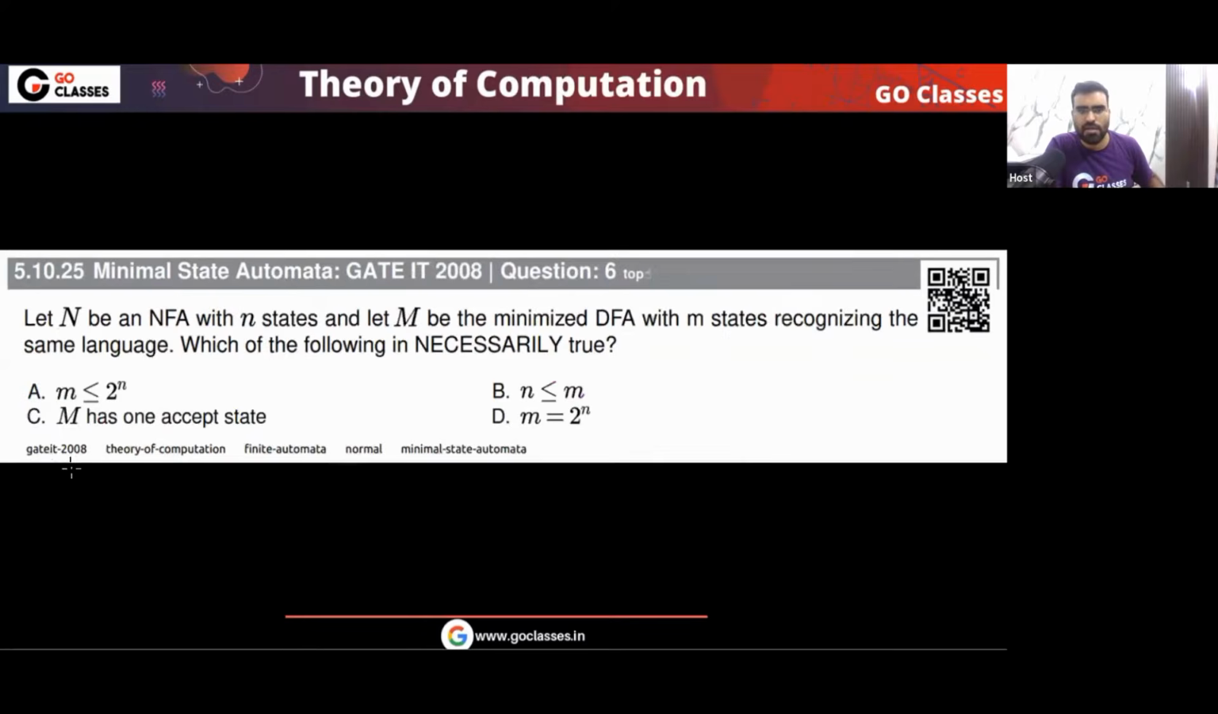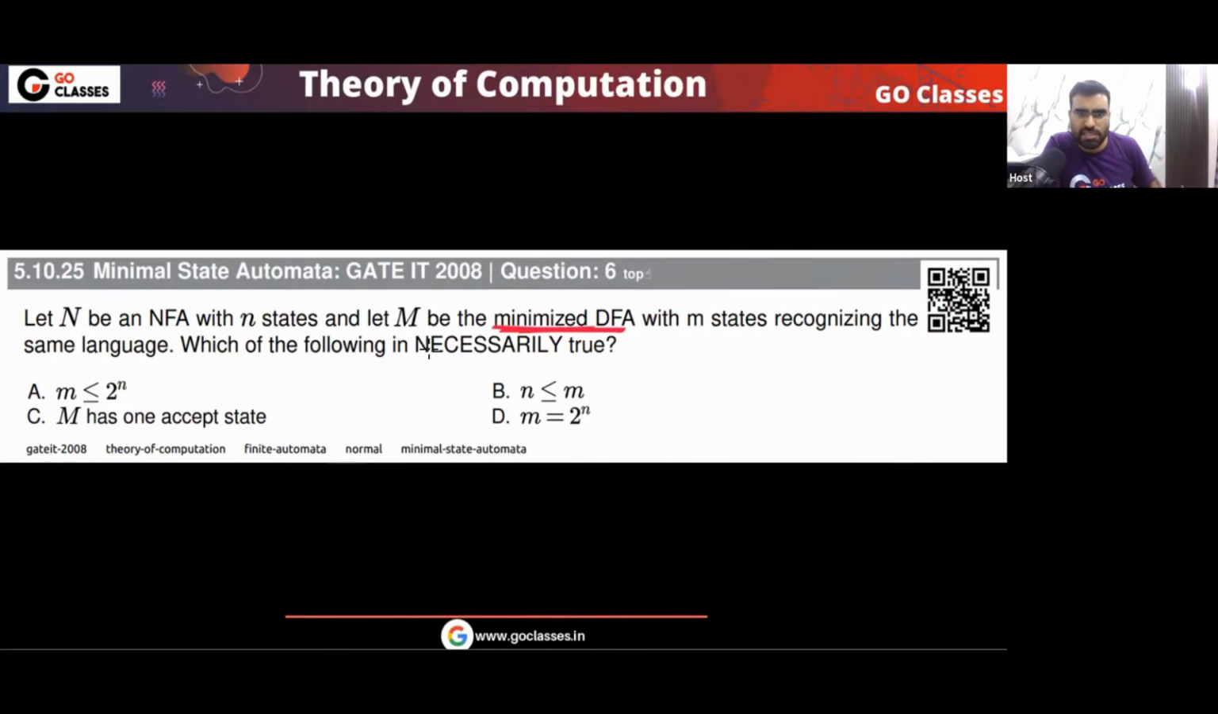Very simple. Now tell me the answer for this question. This is GATE 2008 question. N is an NFA with n states, and M is a minimized DFA, minimal DFA. So you can see this is a minimized DFA with M states recognizing the same language. Means they are equivalent. This NFA and this DFA recognize the same language.